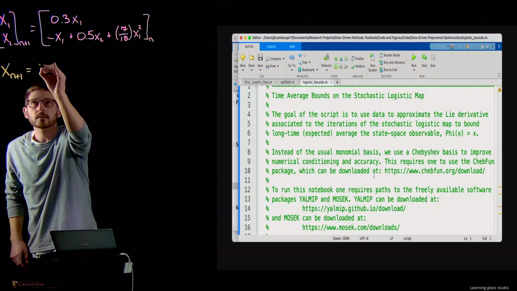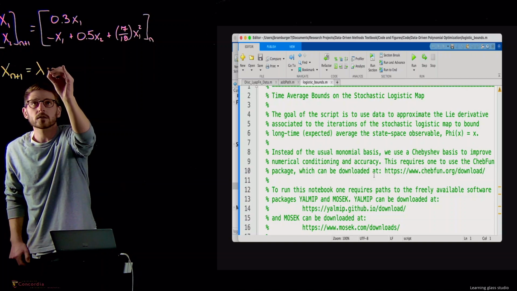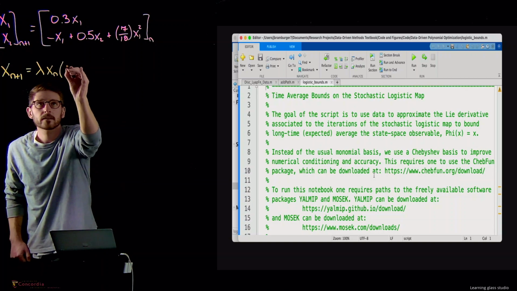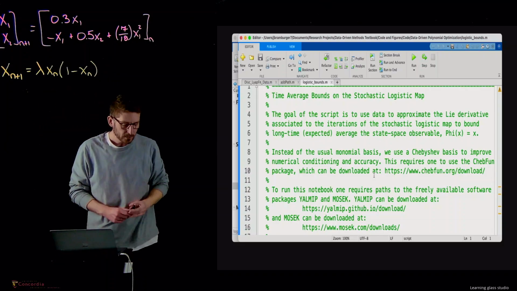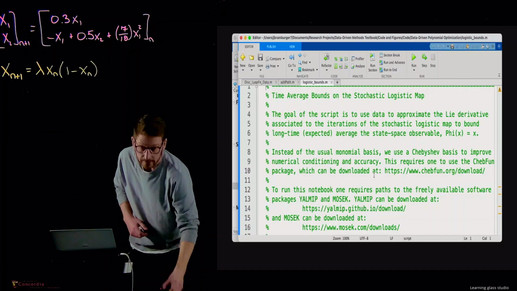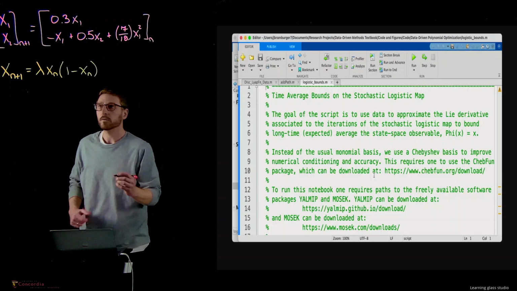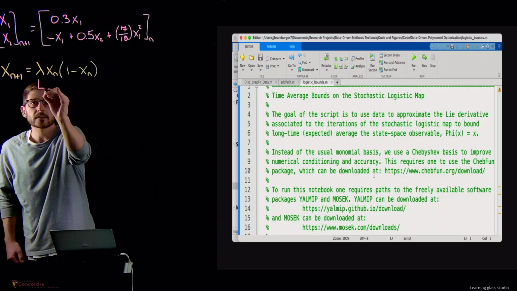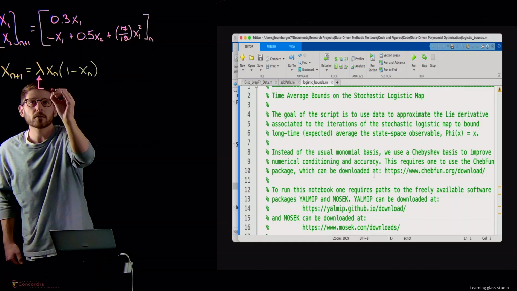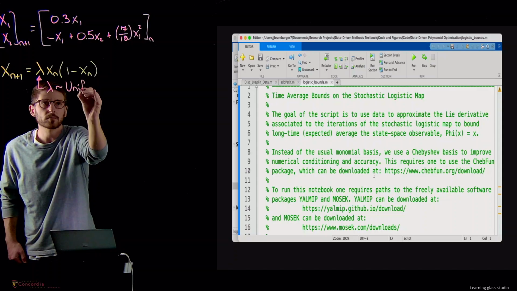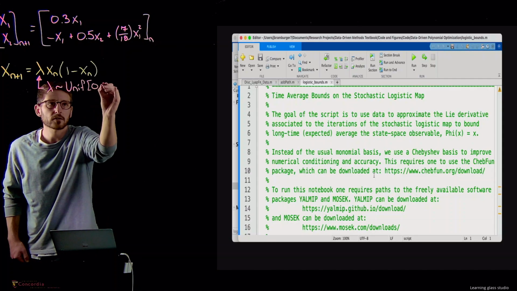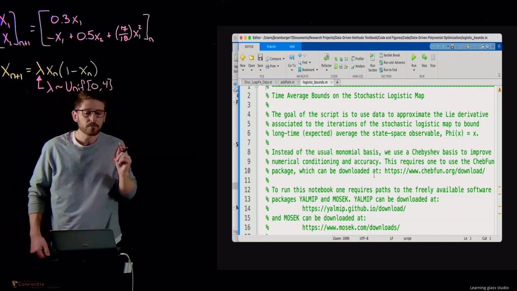Remember, the logistic function looks like this, right? And if we increase the value of lambda, we can generate chaos, right? Lambda goes between 0 and 4. But I'm going to make this system random. I'm going to choose lambda from the uniform distribution on 0 to 4 at every single iteration.